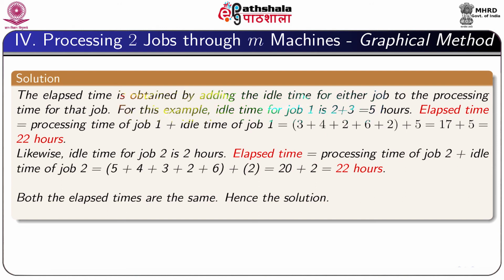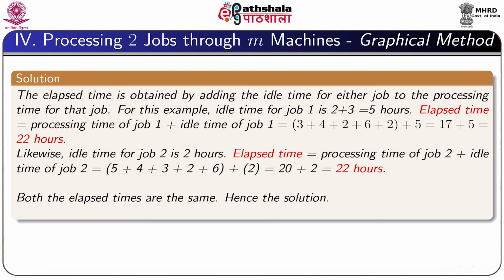The elapsed time is obtained by adding the idle time for either job to the processing time for that job. For this example, the idle time for job 1 is 2 plus 3 equal to 5 hours, and idle time for job 1 is obtained if we move vertically. So, from the figure we can easily check the idle time for job 1. Similarly, the idle time for job 2 can be obtained when we move horizontally.